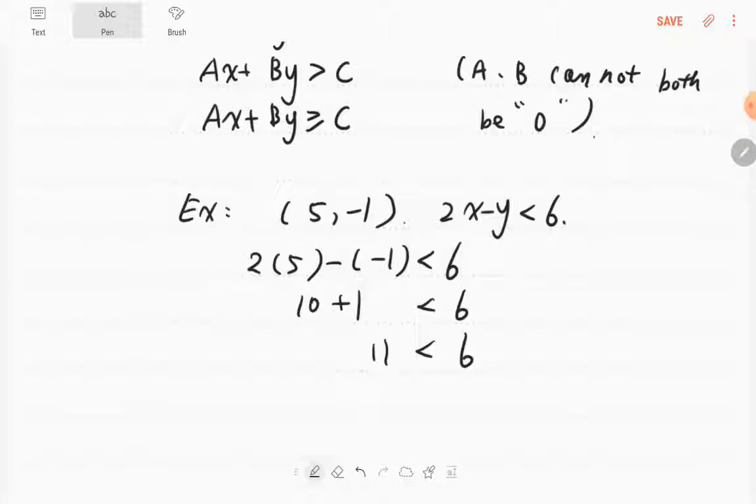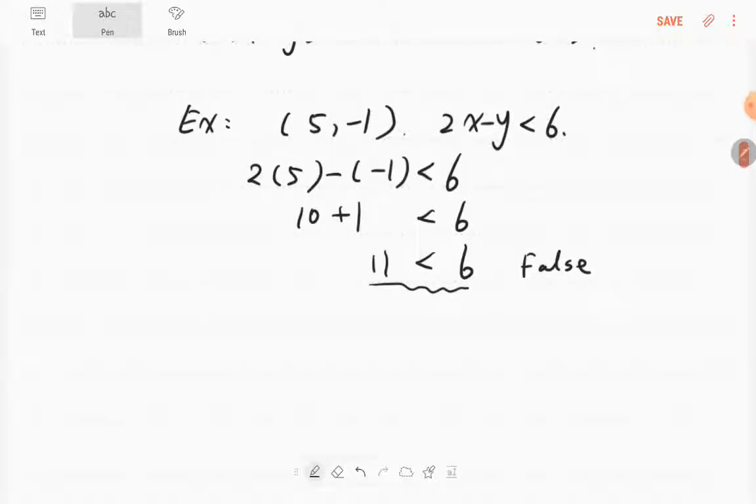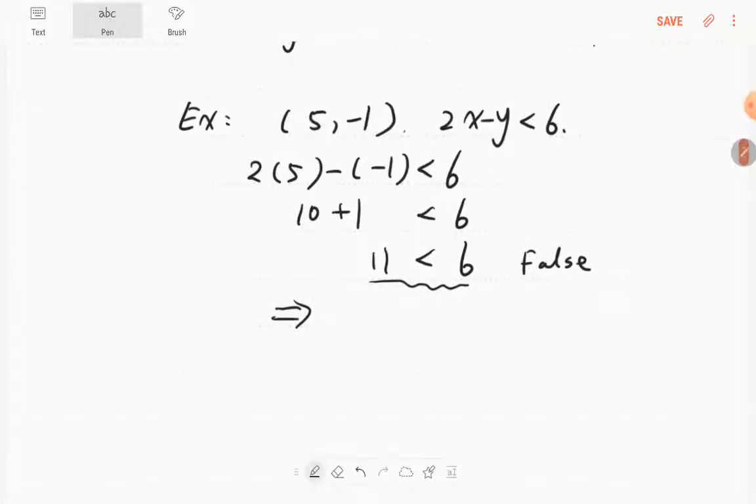So let's check this inequality. Is that true or false? 11 is less than 6? Of course, it's false. 11 is greater than 6. So 11 less than 6 is false. We will get our conclusion: this ordered pair is not the solution.